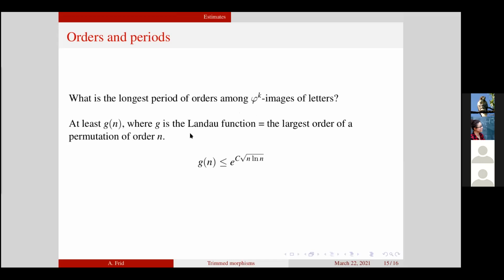Just because permutations are particular cases of trimmed morphisms, and it is something almost exponential, like here, even for permutations, and it seems that it can be longer than for permutations in the general case, and I know nothing about it.